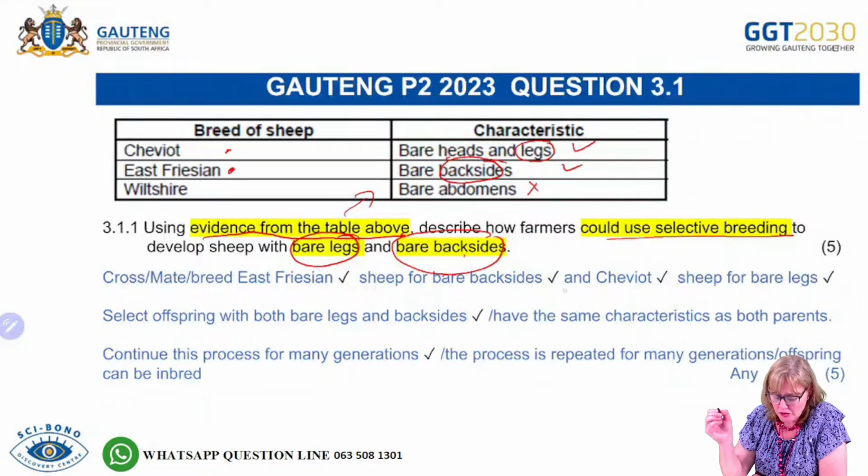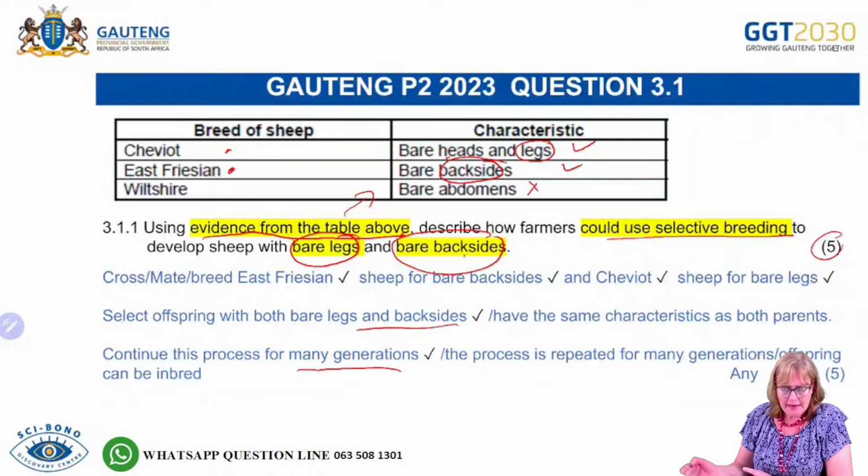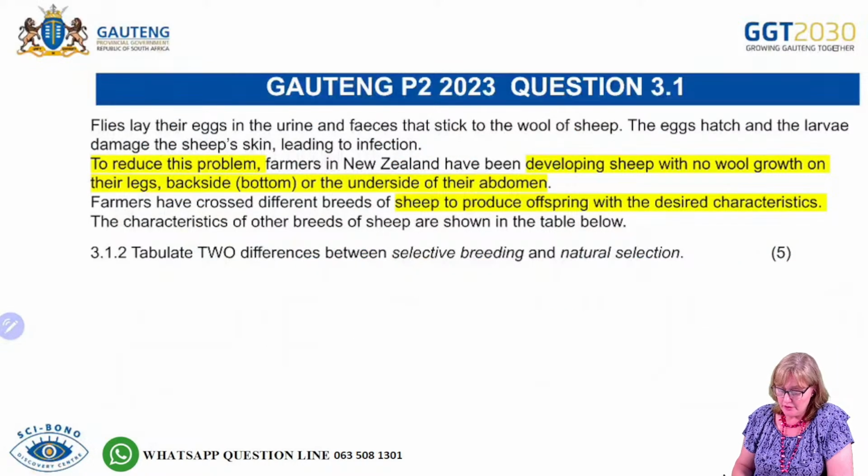You just said that you got 4 marks out of the 5. Can you believe it? Just saying that, you already get 4 marks. Select the offspring with both bare legs and backsides, and then you interbreed them with each other again, right, for many generations, and then, you know, there you get it. Right, there's many marks given for the answers here. You didn't get it though.